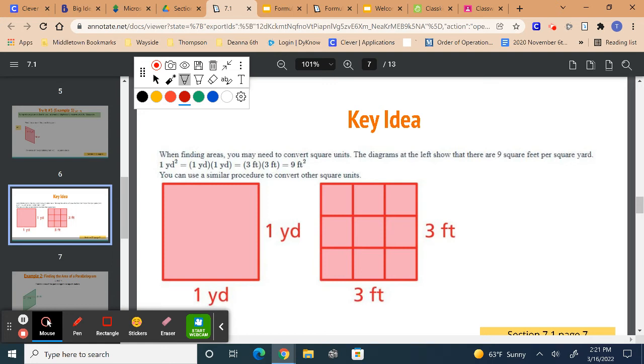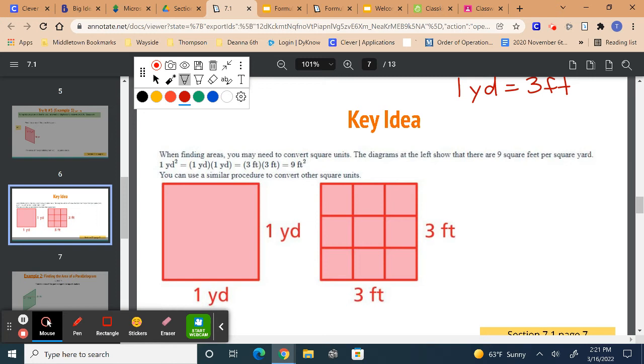questions where they are looking for you to convert. They give you a shape that's in yards, but they want to know how many feet. One of the biggest things they're trying to show you is converting square units. So if we had yards to feet, 1 yard equals how many feet? 3 feet. Very good. So let's write that down. 1 yard equals 3 feet.